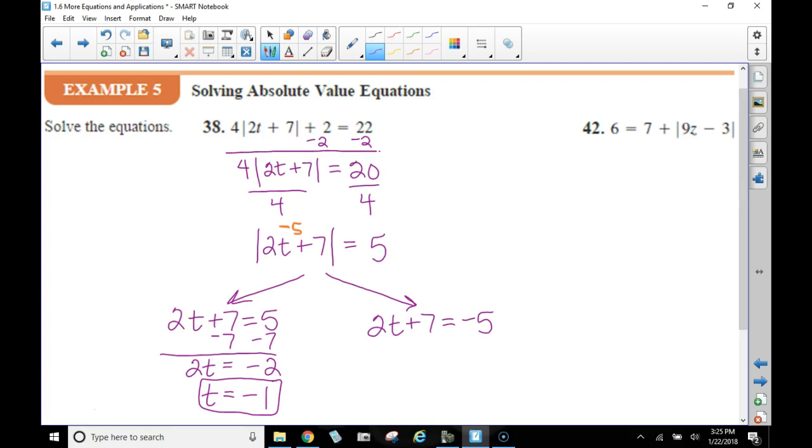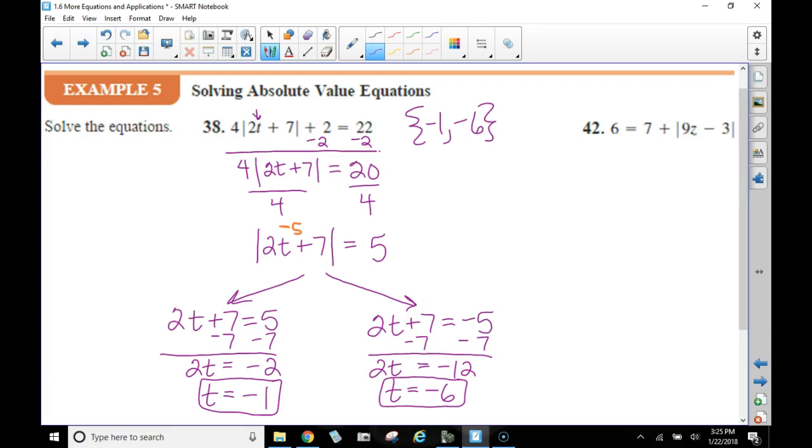Over here, when we subtract 7 from both sides, we have 2t equals negative 12. Divide both sides by 2. That will give us a second value of t equals negative 6. There's the solution set for this problem. We have negative 1 as an answer, and a second answer is negative 6. If you want to pause that and check each of those values, plop them back into t and see if they check, they will. But there's our solution set.